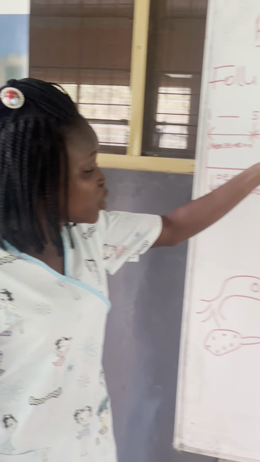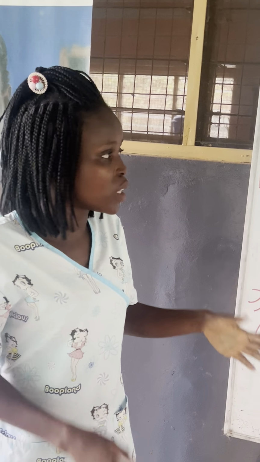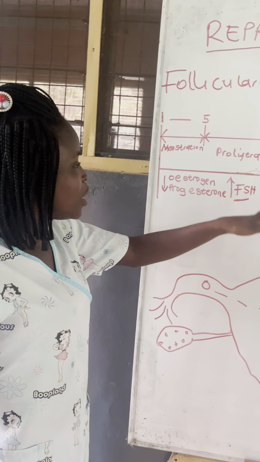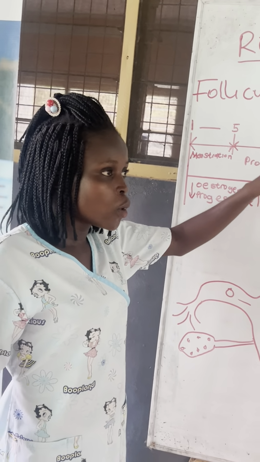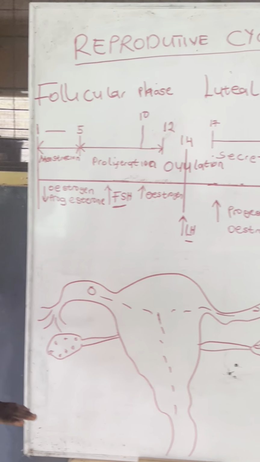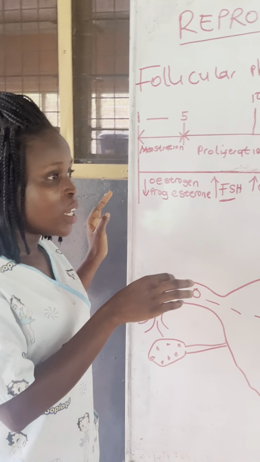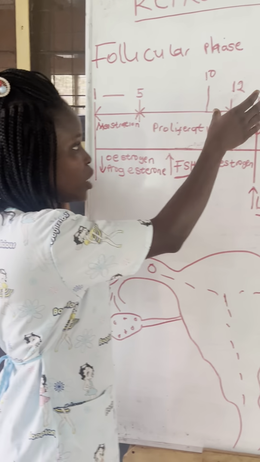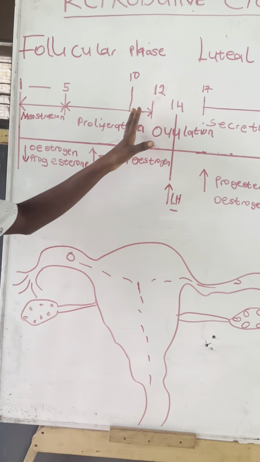Immediately you see that slimy secretion in your pants or when you are urinating, it's a sign that you are ovulating. So if you don't want to be pregnant, you should stay away from sex, or you should use a backup method, or you should protect yourself. And if you want to be pregnant, around this period, it's very good for conception or fertilization to take place.